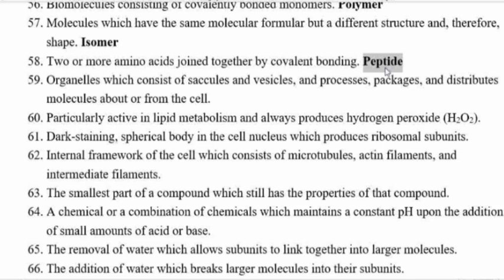Now, question number 59. Organelles which consist of cisternae and vesicles and process, package, and distribute molecules about and from the cell. You remember the Golgi apparatus, or maybe Golgi bodies. They are organelles which consist of cisternae and vesicles and process, package, and distribute molecules about and from the cell. They are like a stack of pancakes.